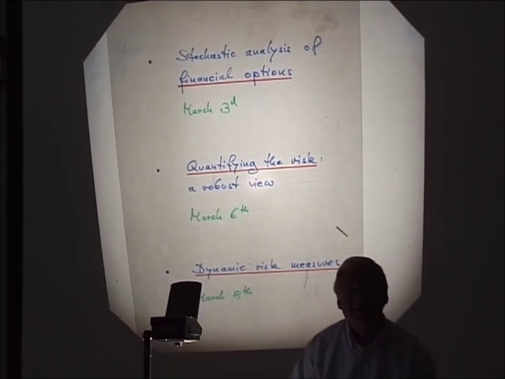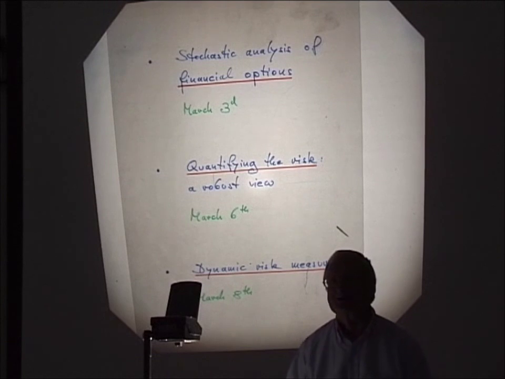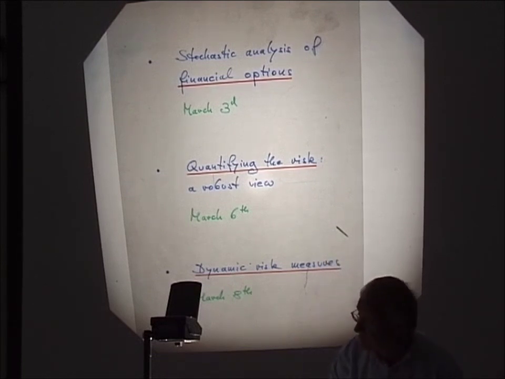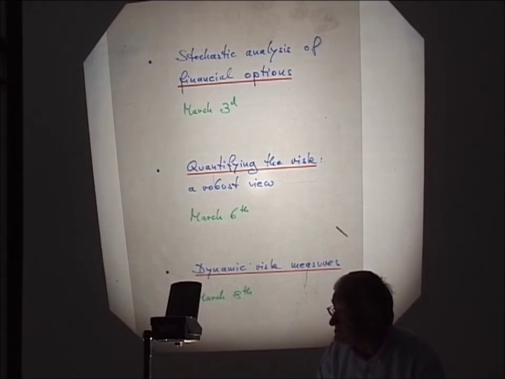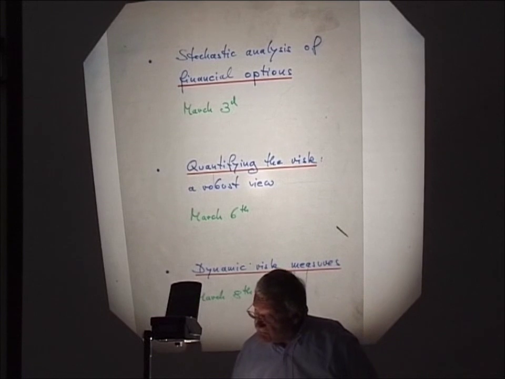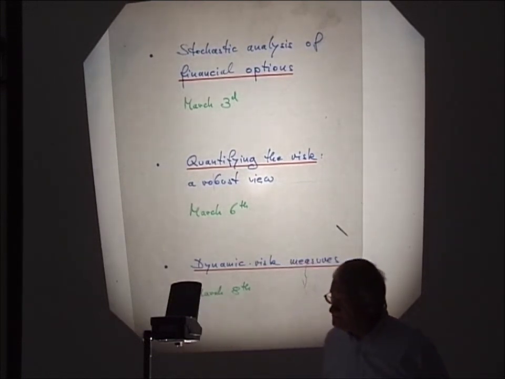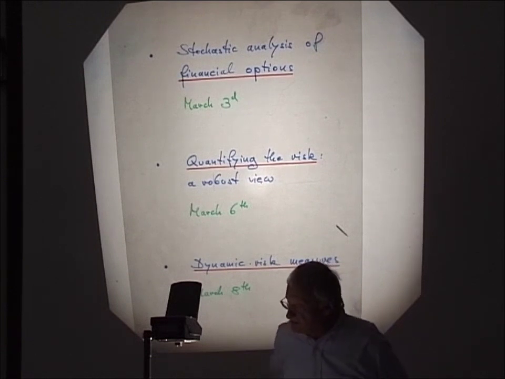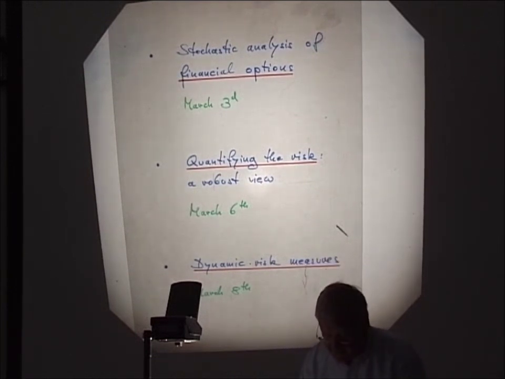Yuri asked me not to assume anything, and I won't assume that you are probabilists. I won't assume that you have heard about mathematical finance. So in a sense, I'll start from scratch. The second lecture will be quantifying the risk, a robust view, and the third on dynamics of risk measures.